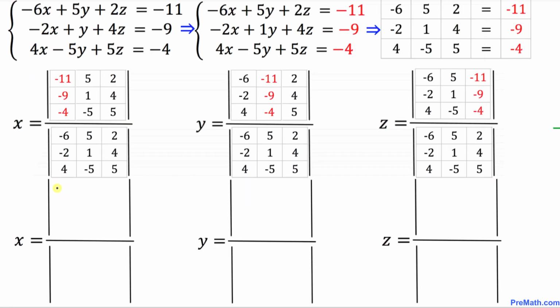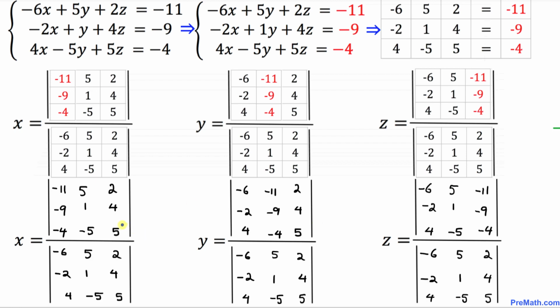And now I can nicely fill out these numbers by myself. Let's go ahead and start filling out. So the first box, the first determinant, could be written as -11, -9, -4, and then 5, 1, -5, and on the right hand side it's going to be 2, 4, 5, and we start filling out -6, -2, 4, -11, -9, -4, 2, 4, 5. And here we have filled out all these determinants, as you can see.